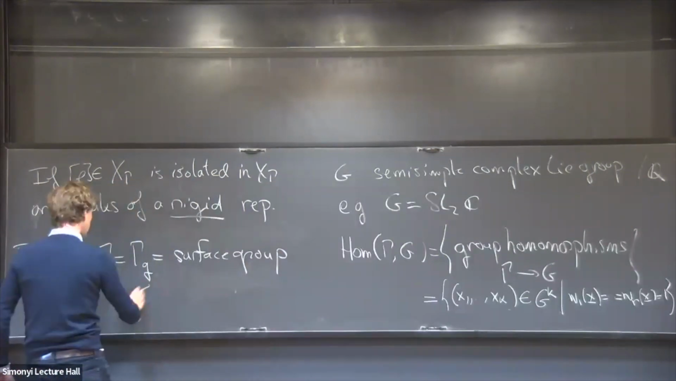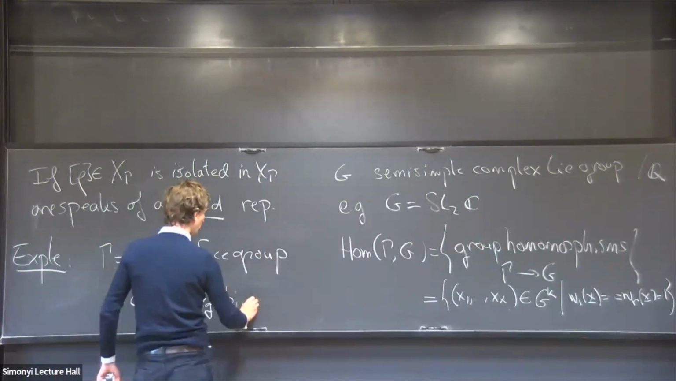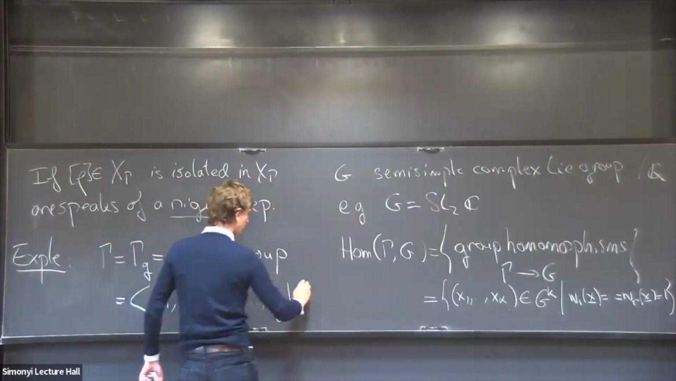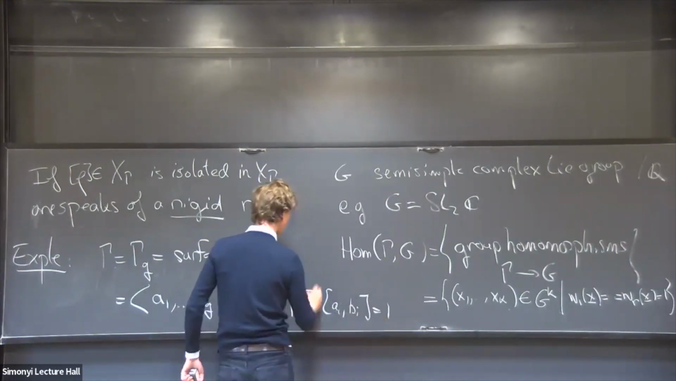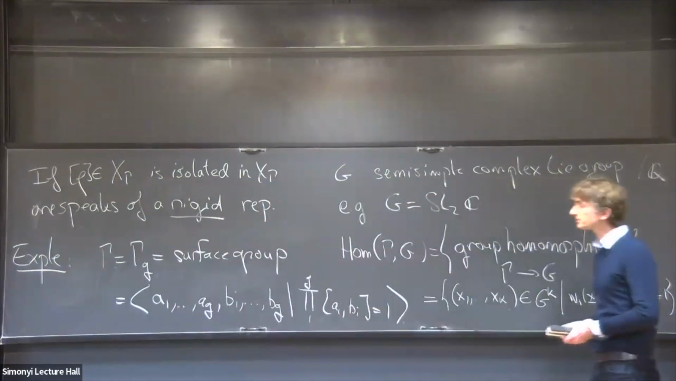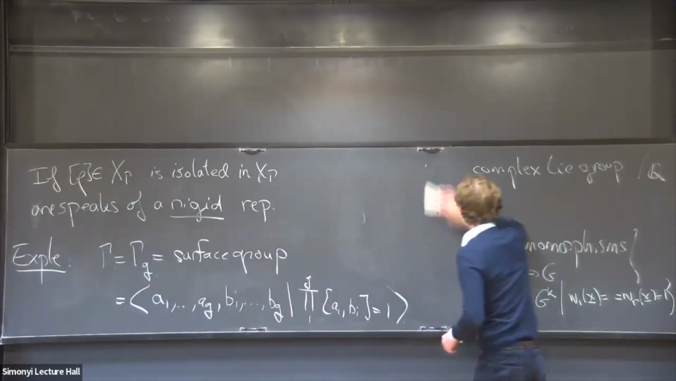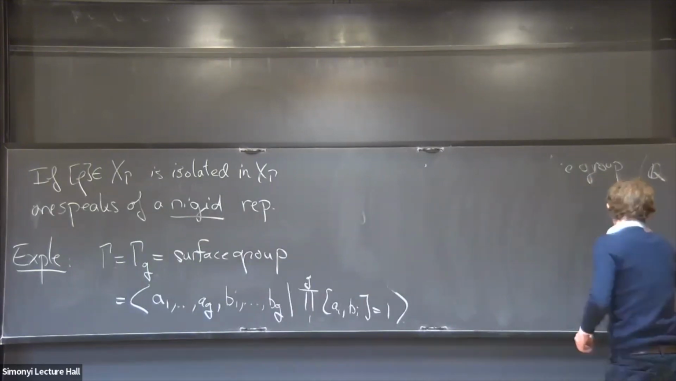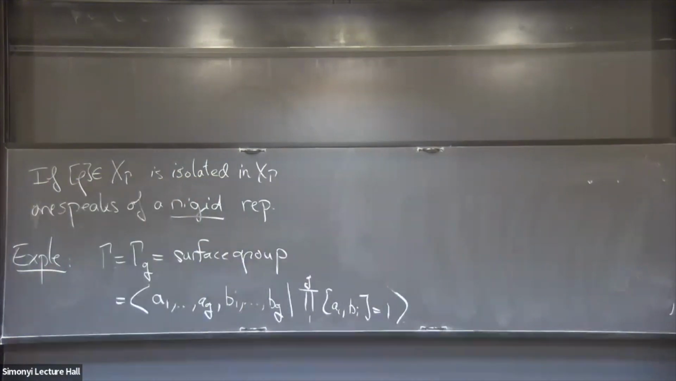And so this has an explicit presentation of the form, where here this is the commutator of these two elements. Okay. So for the surface groups, the answers to those questions are most of the time known.